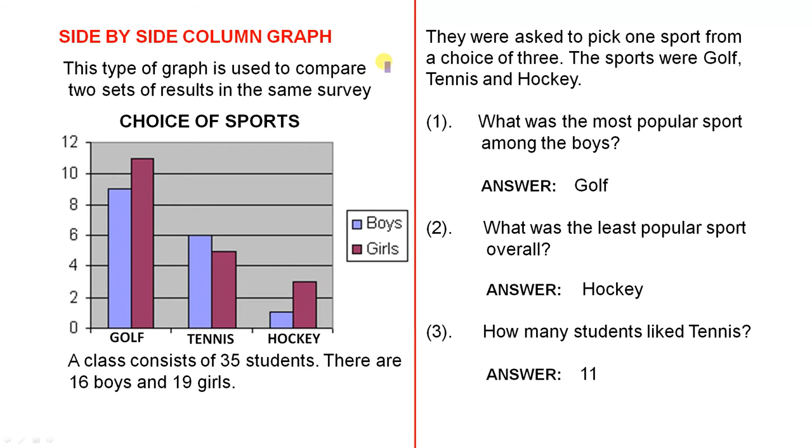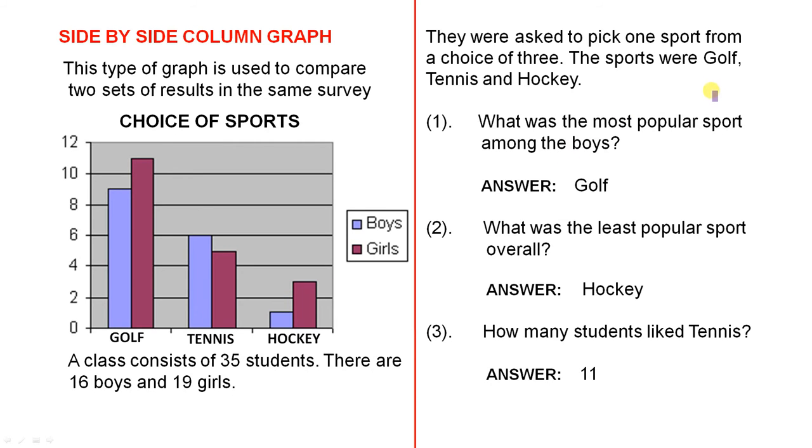We have a side-by-side column graph. This is a very interesting one and it's quite useful. This type of graph is used to compare 2 sets of results in the same survey. So we have some choice of sports. A class consists of 35 students. There are 16 boys and 19 girls. They were all asked to pick one favourite sport from a choice of 3. So here are the results in graphical form. The boys are the blue columns and the girls are those columns there.